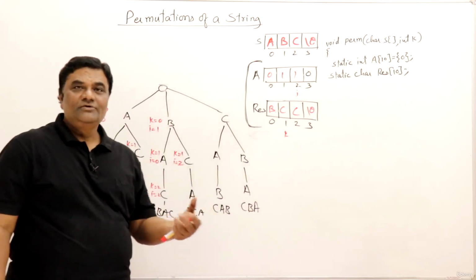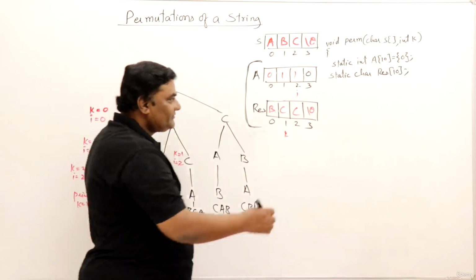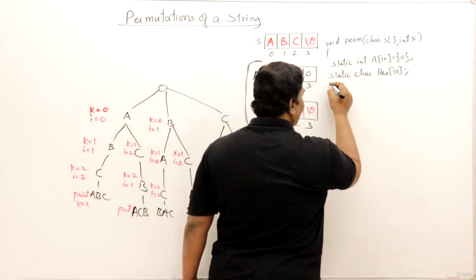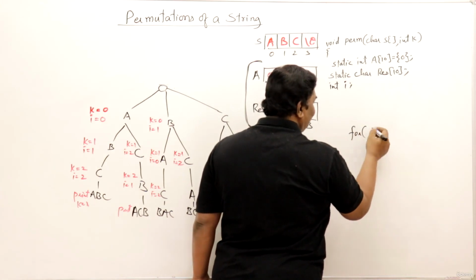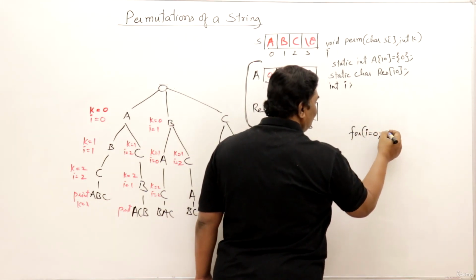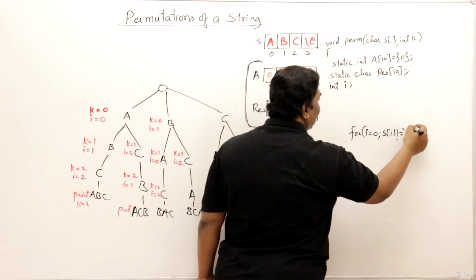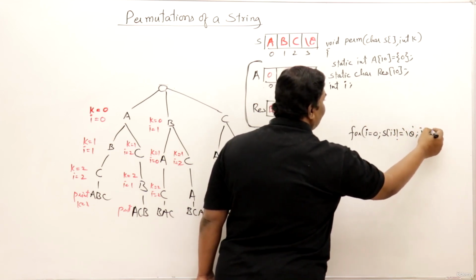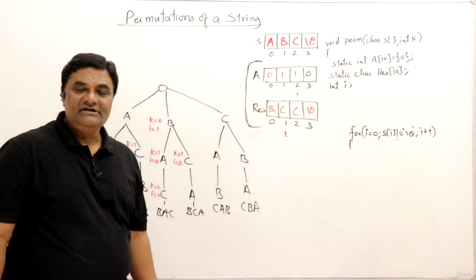Now next, what do I have to do? I have to scan through a string and print it. So for scanning through a string I need a variable I, and here using a for loop I will scan through. For I assign 0, as long as S of I is not equal to the null character, I plus plus. Using a for loop we can scan through a string.